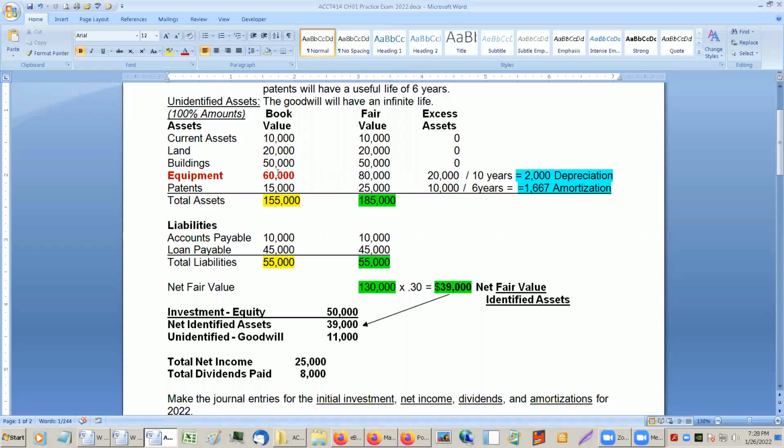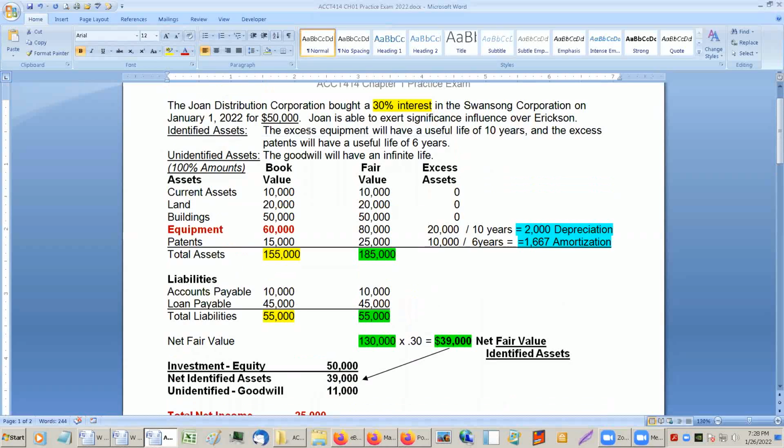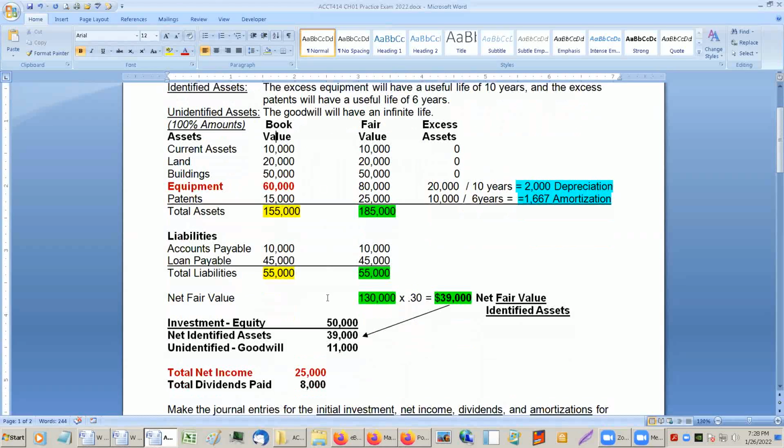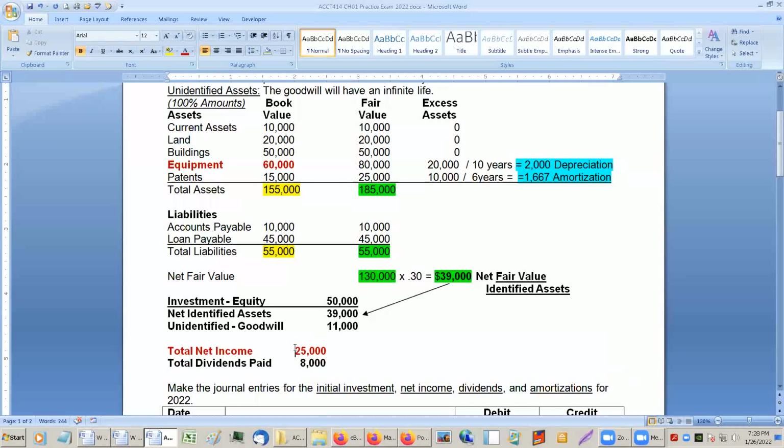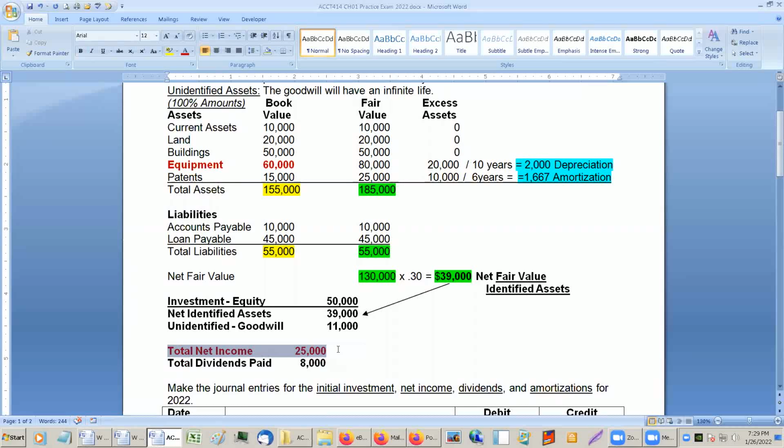$80,000. So the income from this company, I forget what it's called, Swansong, has depreciation, but it's only based on $60,000, not on the $80,000 that we had to pay. So this income is really being generated on equipment that's worth $80,000 and patents that are worth $25,000. This is really being generated on more assets than they're showing on their book values. So when we go through here, we have to say, okay, wait a minute. Our portion of it, this is what the depreciation should be based on the fair values.